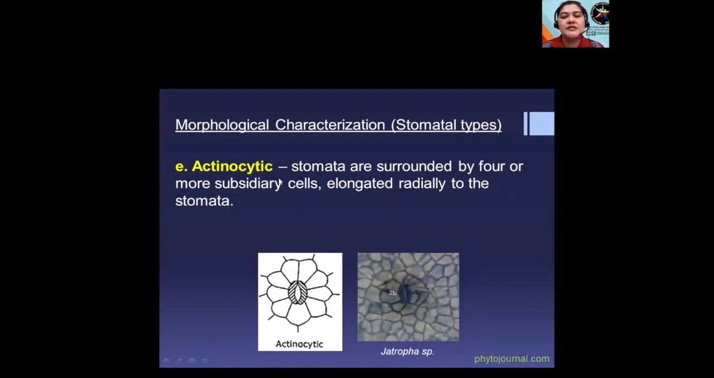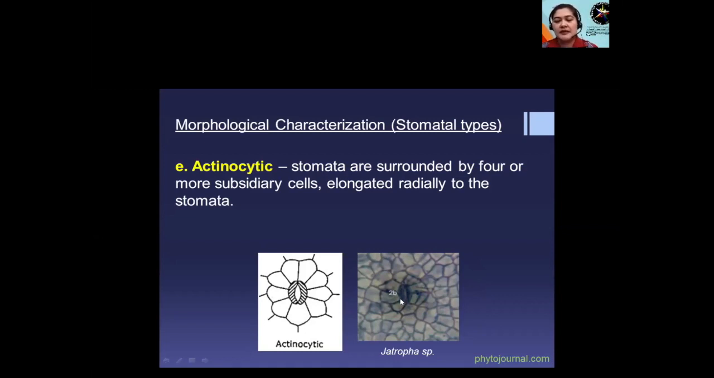And then we have actinocytic. So the stomata are surrounded by 4 or more subsidiary cells. That's 1, 2, 3, 4, 5, 6, 7, 8, 9 subsidiary cells. And they are elongated radially to the stomata. Parang nakatayo siya, pero yung paa niya nakadikit dun sa ating guard cell. Okay? Do you see that? Nakatayo sila pa ganon. So they are elongated radially. Now similarly, for Jatropha, ito po ang makikita natin. So you have the subsidiary cells to be elongated radially.